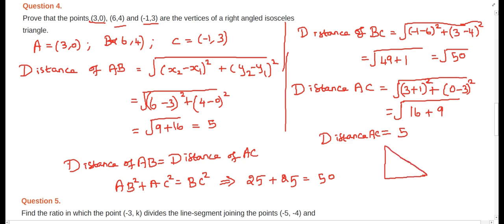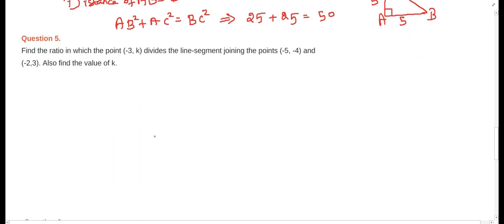is right angled. So A, B and C. Here 5 units, here it's also 5 units. This is 5 root 2. Okay, that's the answer. Now question number 5.